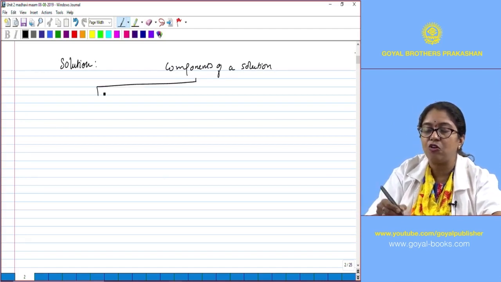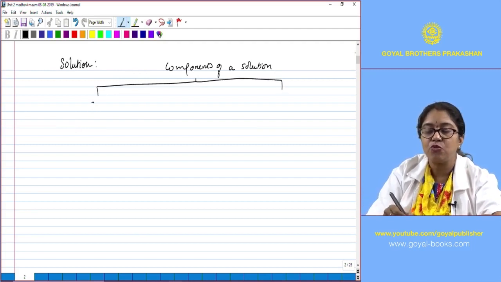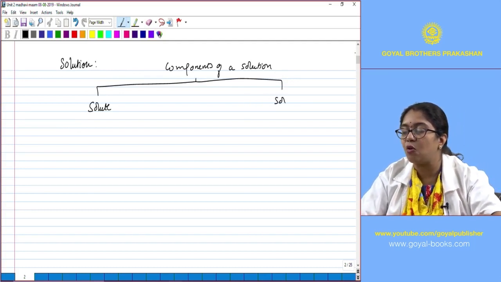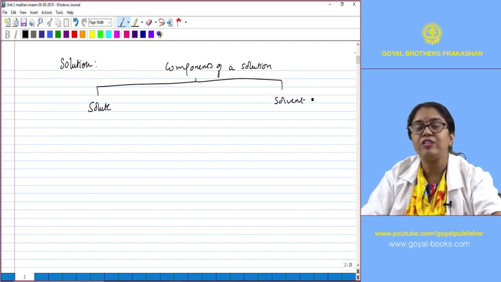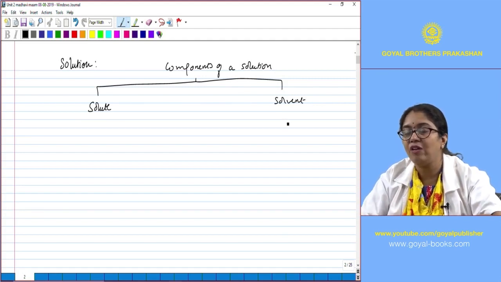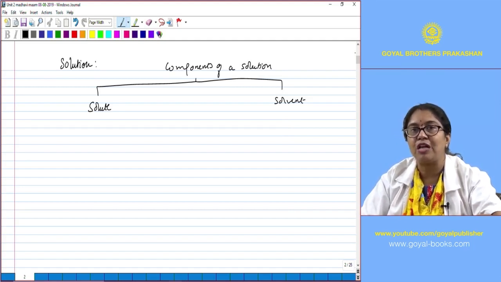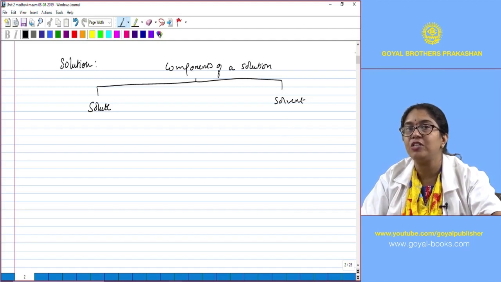The two major components of a solution are, the first one is the solute and the second one is the solvent. So what is a solute? A solute is a substance which dissolves in a liquid. And a solvent is a liquid which dissolves a particular substance. So the solute and solvent together form a solution.